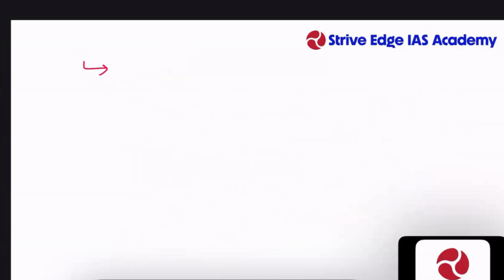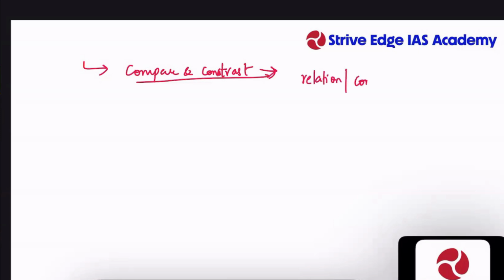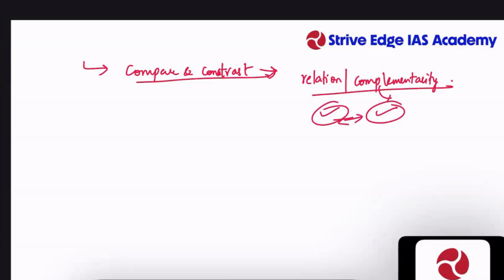Then the third important theme is compare and contrast. This is not used for all the essays, but it can be used for some particular ones. When there is some relation or interconnectedness or some complementary terms used in the theme, you can use it. What we will be doing is comparing and contrasting. What is the difference and what is the similarity, we will be evaluating.